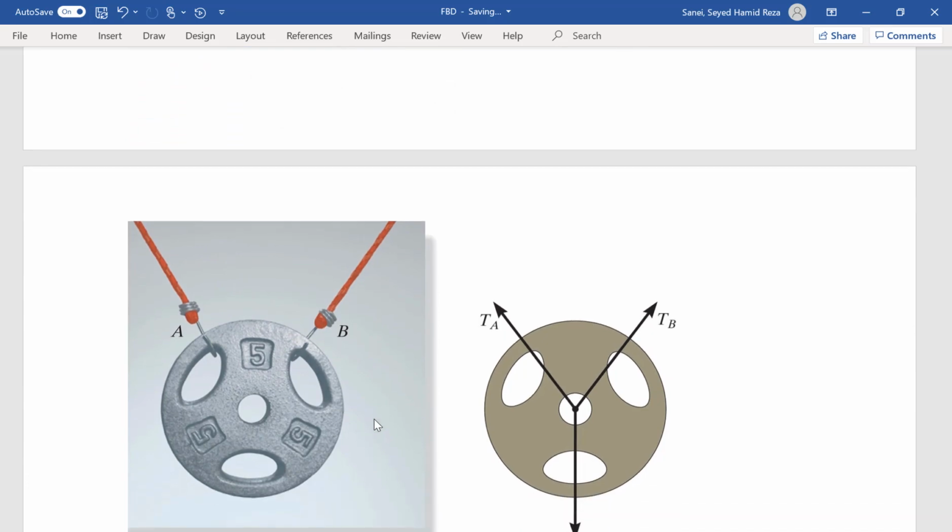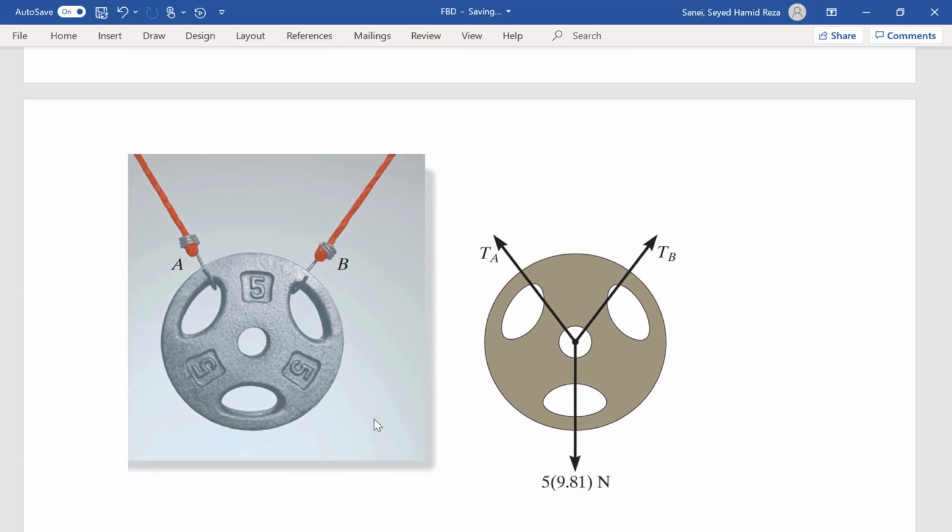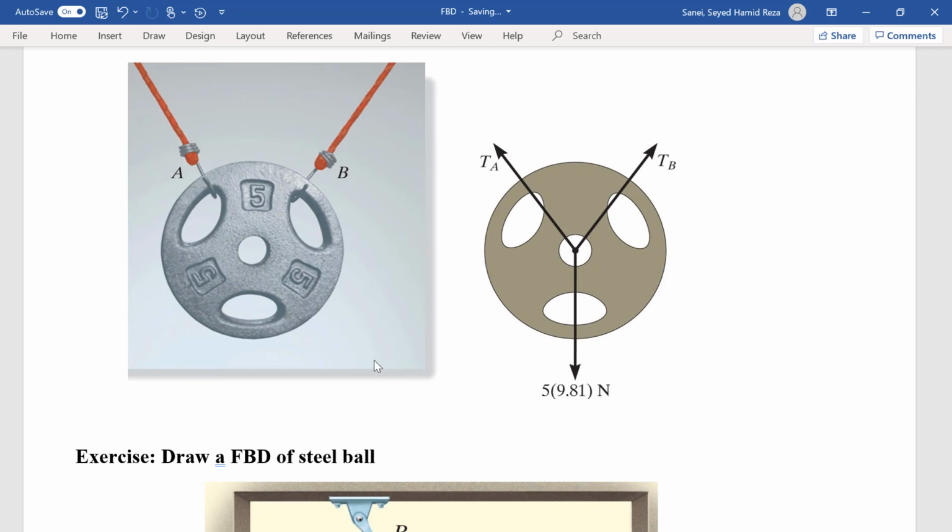So here we have a plate that is supported by two ropes. If I want to draw the free body diagram here, I have the two tensions and also the weight. The weight here is 5 kilograms, so times g, 9.81, will give me the weight if I have the mass.